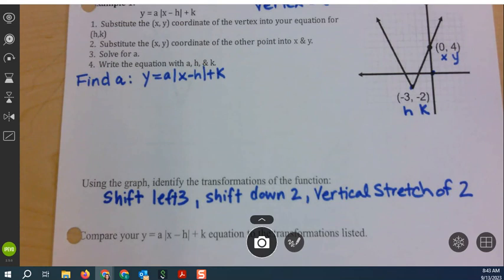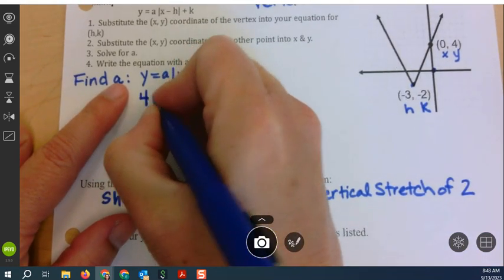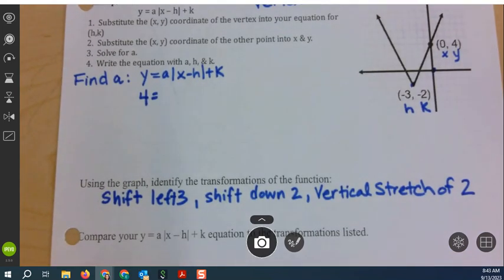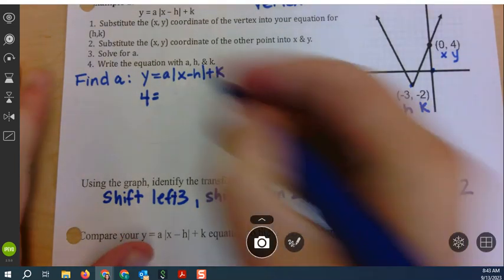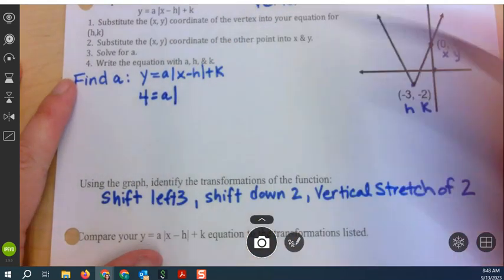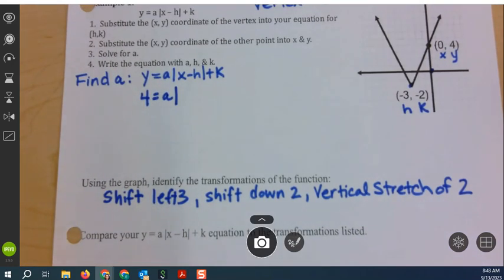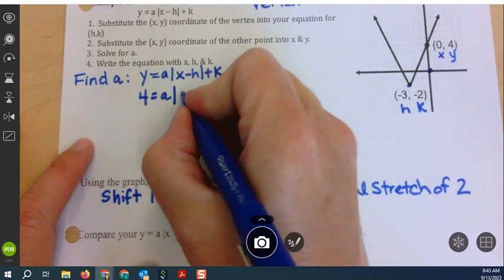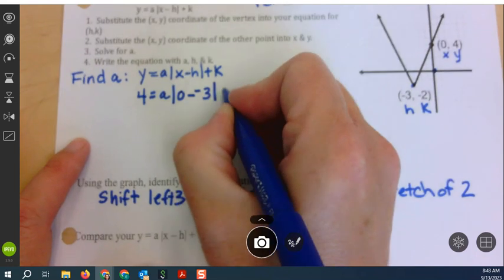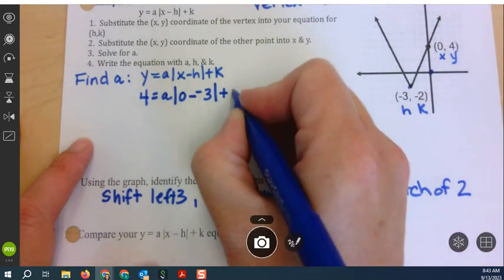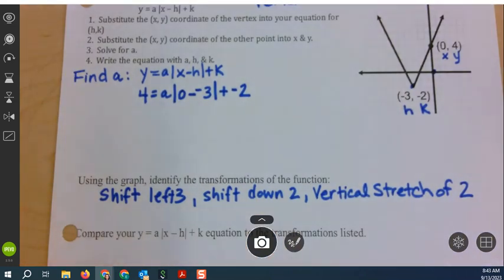Okay, so identified on the graph what is h and k and x and y, so you can substitute those numbers in. So for the y, I'm going to put 4. The a is what I'm trying to find, and so the a will stay a variable. Okay, I can see that x is 0 and h is -3. k is -2. All right, take a minute to see how much of that you know how to simplify on your own.